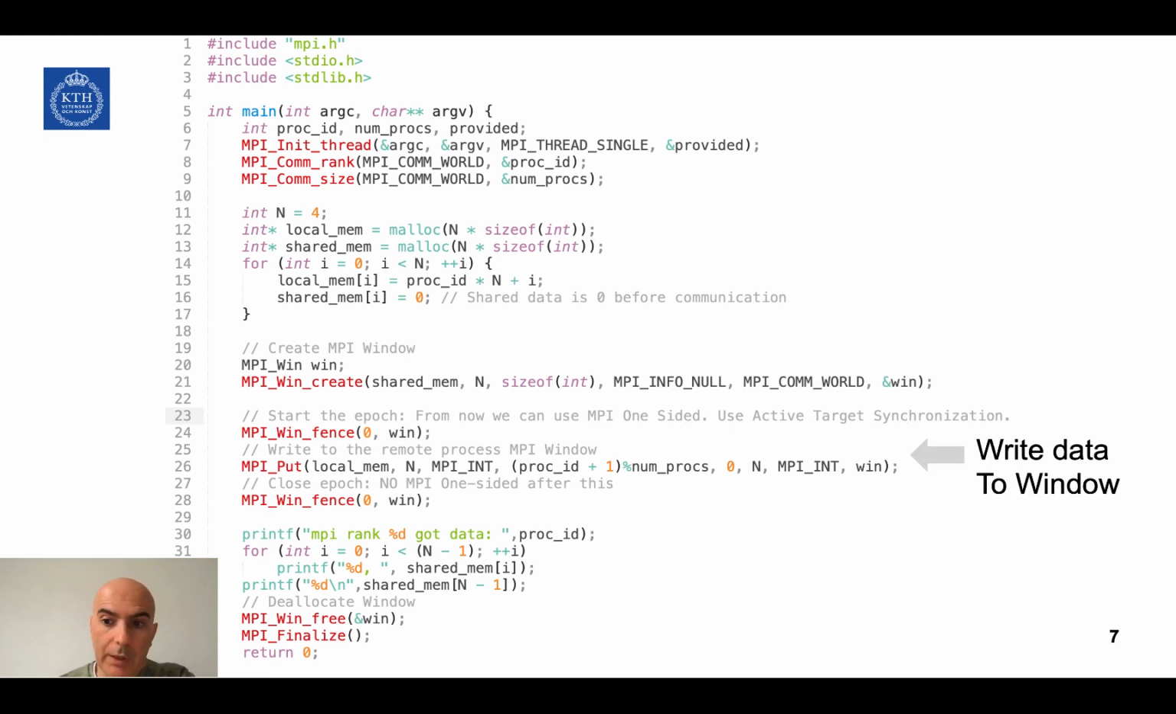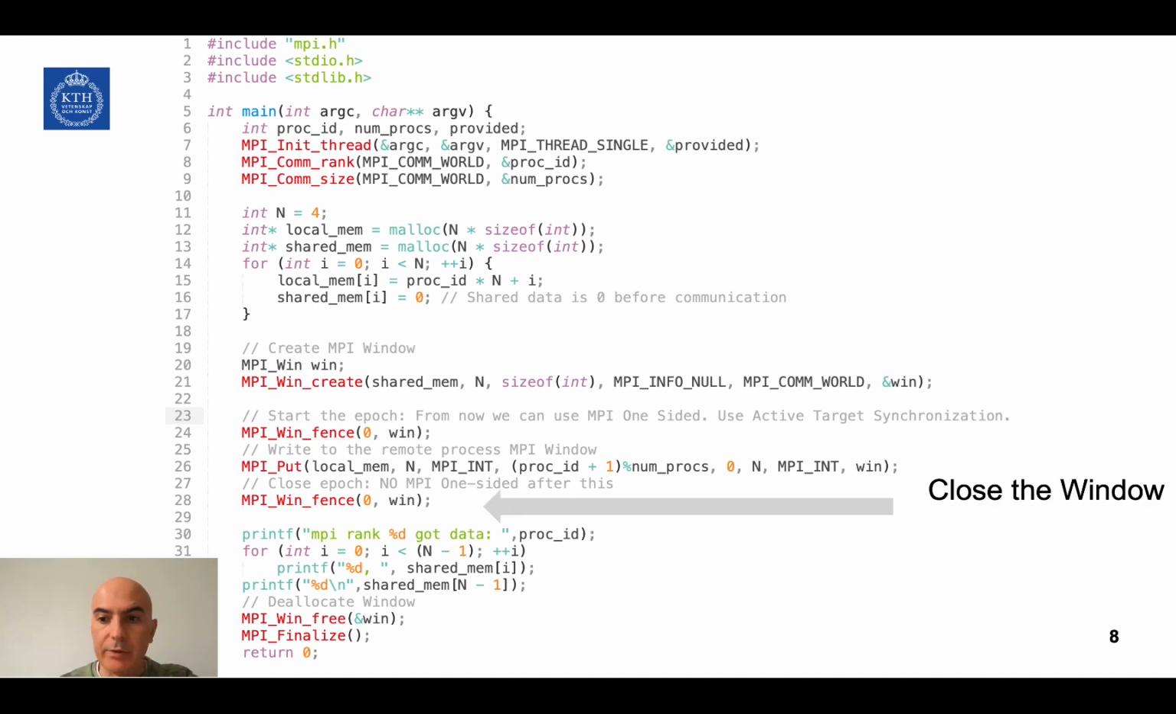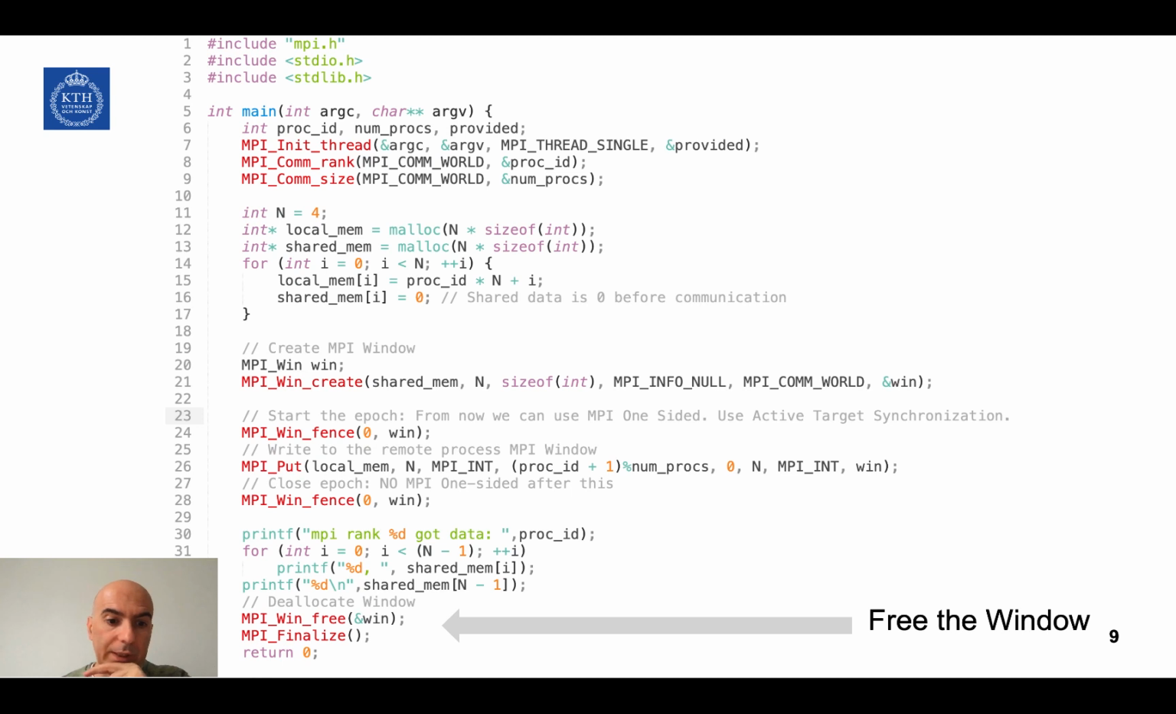So we start, and then here we use a put to write our values from the local memory to the remote memory, and we also provide which process we want to write to, in this case the window on the next process. Then we use MPI win fence to close the window. The major point here, remember, is that we always need to start an epoch, do the one-sided communication, and then stop the window. So we print our data, and then we need to remember to free our windows.